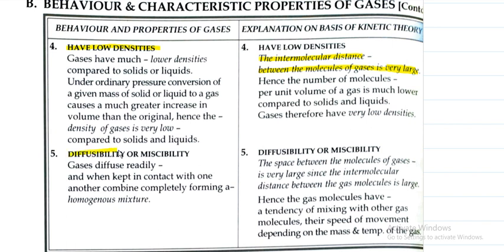Next, diffusibility or miscibility. Diffusibility means the ability to mix with each other. Gases diffuse readily, and when kept in contact with one another they combine completely, forming a homogeneous mixture. So gases mix with each other very easily. The reason is that the space between the molecules of gases is very large. Since the intermolecular space is very large, any gases can very easily mix with each other. So these are the kinetic theory reasons for the properties of gases.